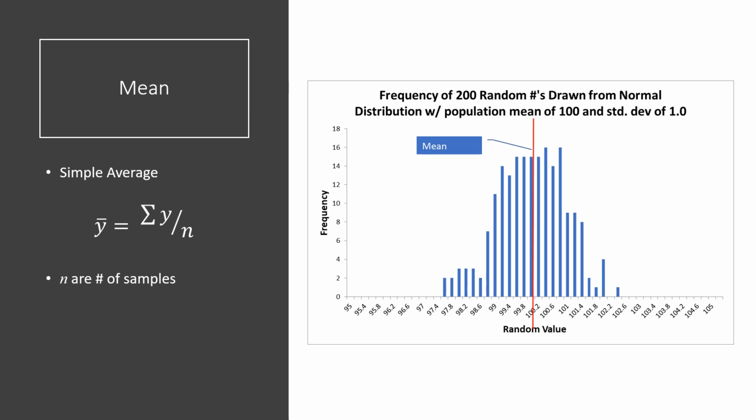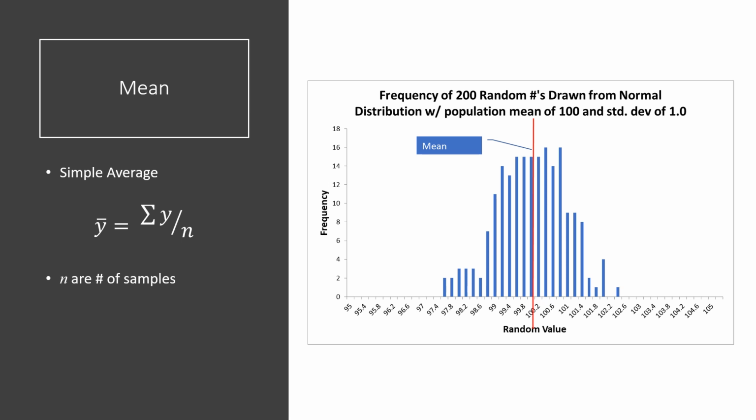So the mean, that's simply the average. If y are the measured values that we're looking for, and n is the number of samples, we just take the sum, the capital sigma symbol is the sum of all the y values, divide by the number of values, and we get the average. I think that's pretty well understood, probably a basic thing that you would learn in high school or middle school.